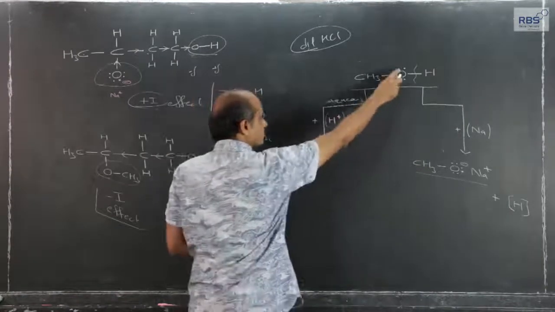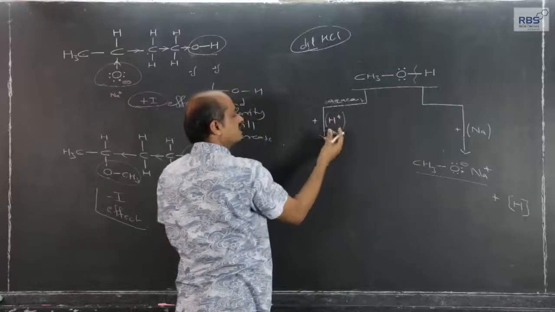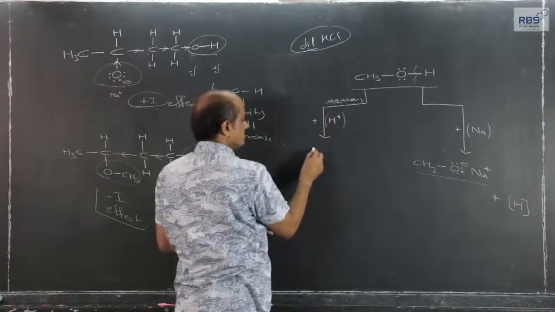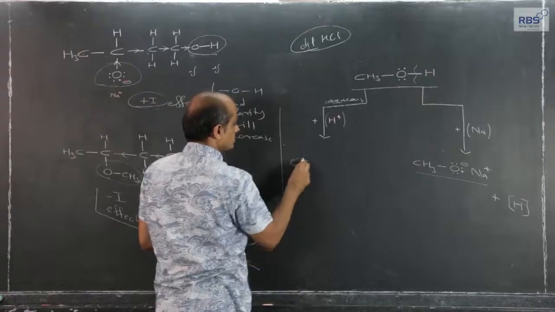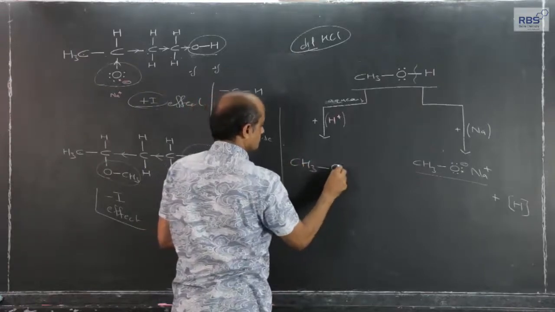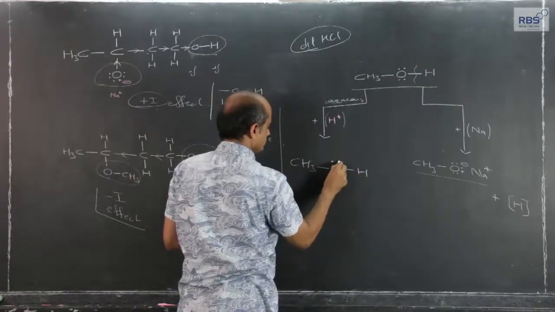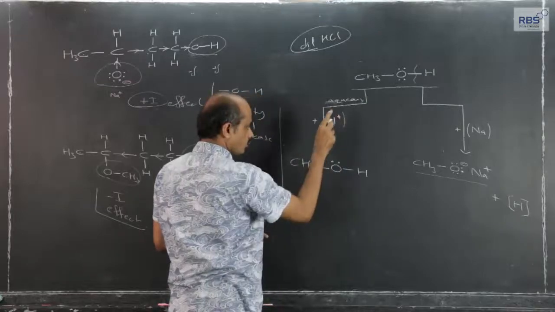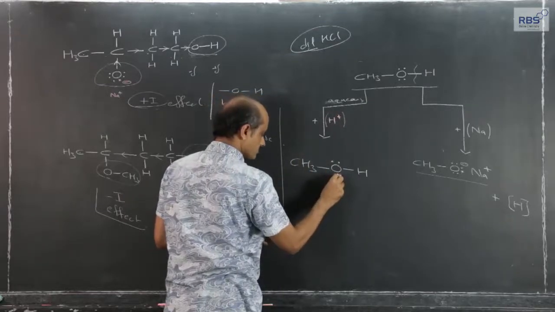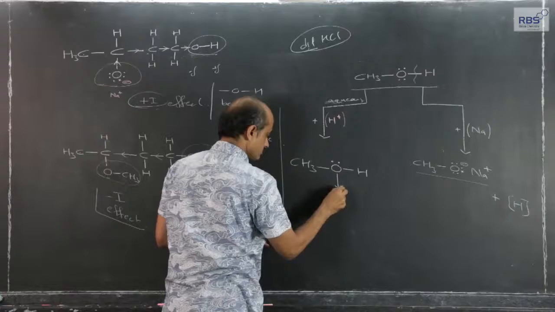The one lone pair out of 2 and the free H plus ion, which means an empty orbital, results in what? It gives what? Lone pair and empty orbital. Therefore, I will show it by this arrow.